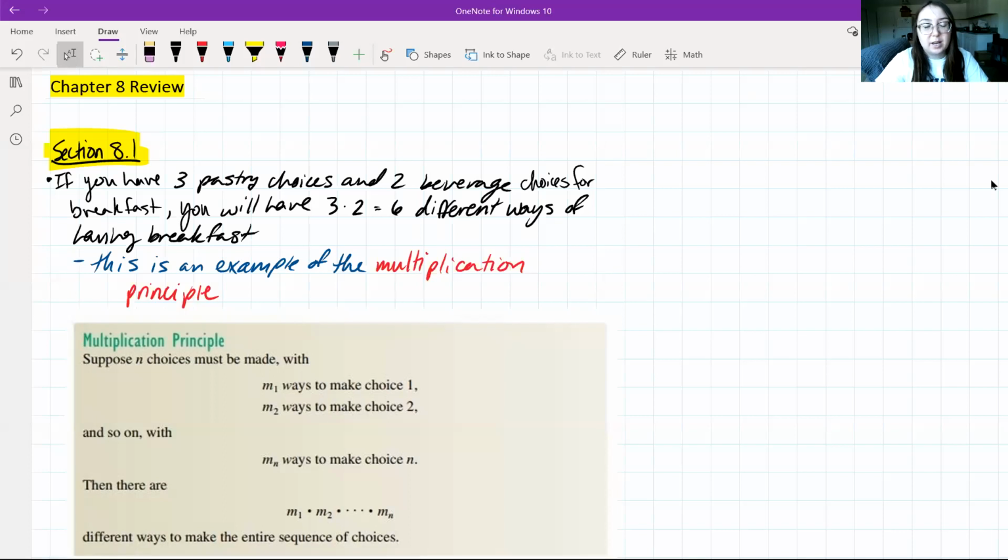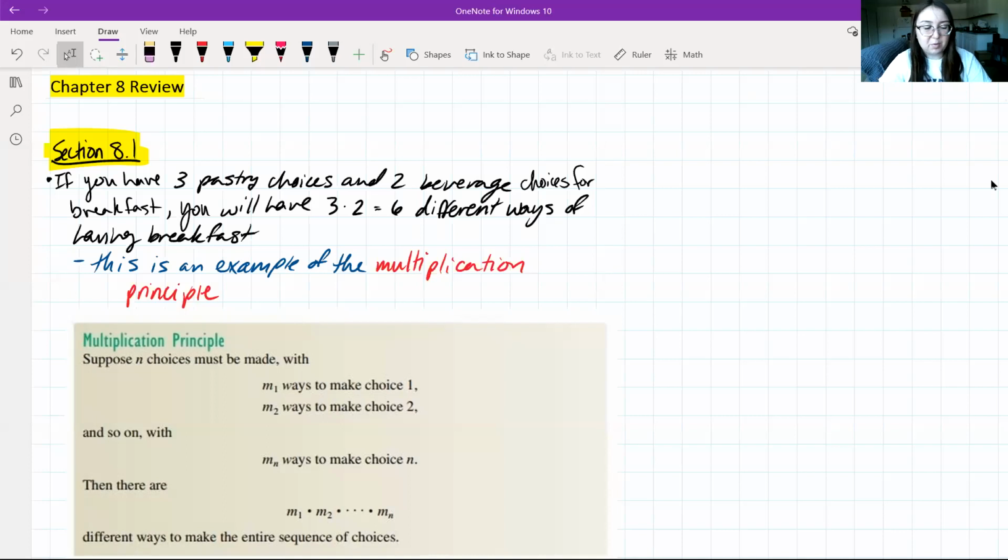So starting with section 8.1, this is the section that has the most definitions, so it's going to be a little more lengthy in our review, and then all of the sections we see after that are going to be a little bit shorter as far as definitions go.